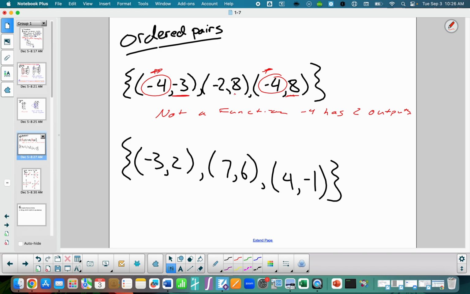For this one, -3 goes to 2, 7 goes to 6, 4 goes to -1. This is just a function.